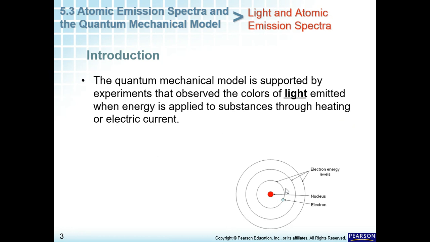One thing to know about the quantum mechanical model is the reason it was supported, and also Bohr's model was supported, is because it explained why we saw colors of light being emitted whenever energy was applied to a certain chemical, such as if we heated up copper, it showed green light. If we heated up potassium, it showed purple light.